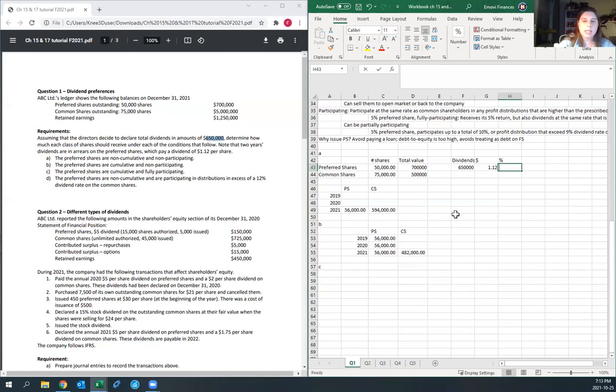So for here, we know that each year they're going to get $56,000, and you divide it by $700,000. That gives us that they're participating, they're getting a dividend of 8%. So what you're going to do is, here, they're cumulative, so you're getting the $56,000. And then you're going to want to find what is the 8% of dividends for common shareholders. So you do 8% times the total value, which I think I'm missing a 0, but it's 5 million.